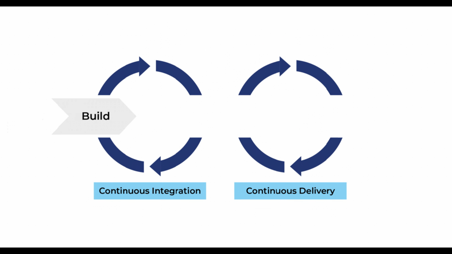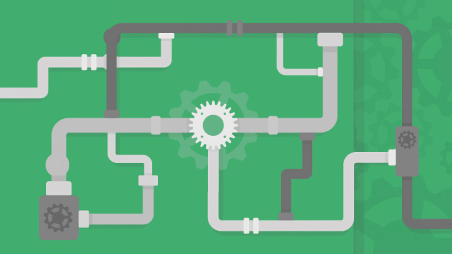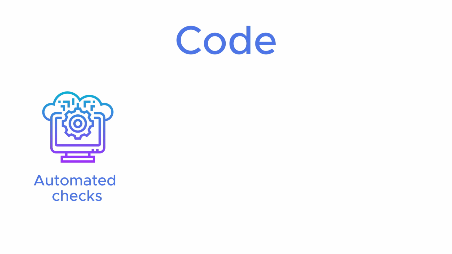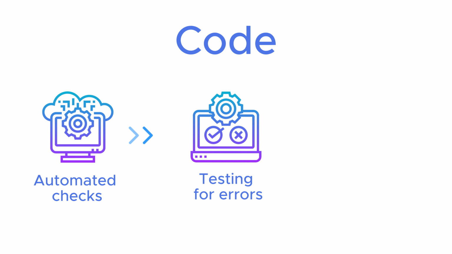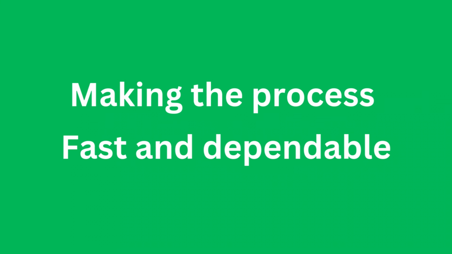CI/CD automates building, testing, and deploying software, ensuring updates reach users smoothly. Think of it as a pipeline where code moves through automated checks, testing for errors, and preparing for deployment, making the process fast and dependable.